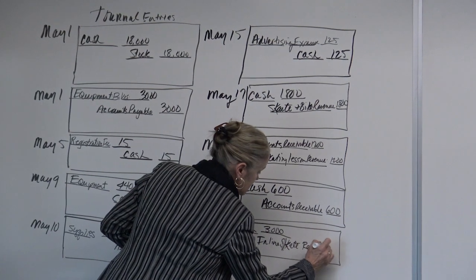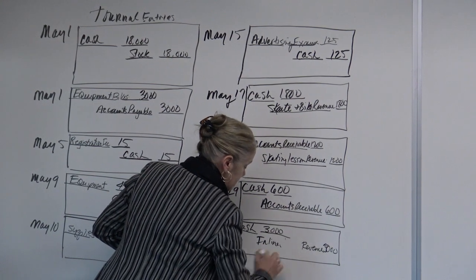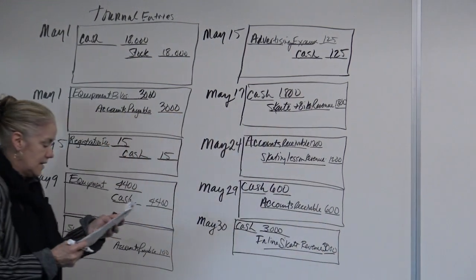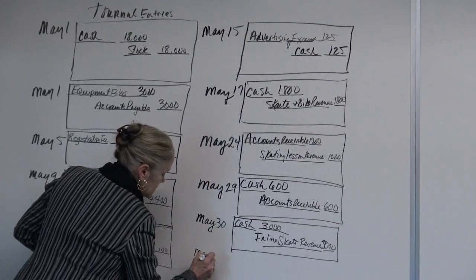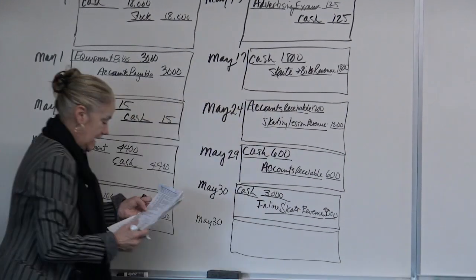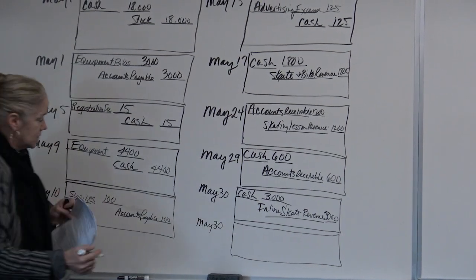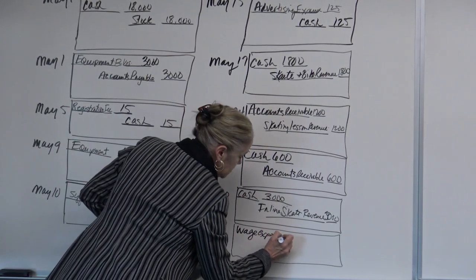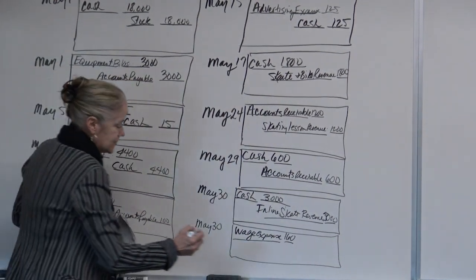For $3,000. Another sales revenue credit. Okay, and then on May 30th, we have wage expense. We are paying our employees. So a friend of ours who helped us over the weekend, so it's $160, so we have wage expense for $160. Okay, and we are paying with cash, so we're crediting cash for $160.